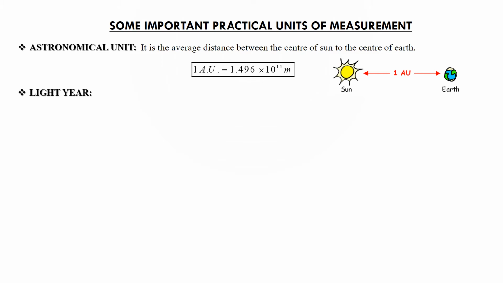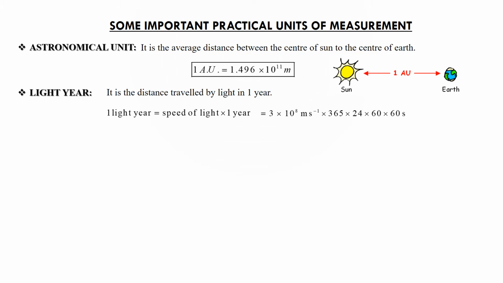The second one is light year, which is the distance traveled by light in 1 year. So 1 light year can be written as speed of light into 1 year. The speed of light is 3 into 10 to the power of 8 meter per second, and 1 year is converted into seconds. So that's why 365 into 24 into 60 into 60. On solving, we get 1 light year is equal to 9.46 into 10 to the power of 15 meters.